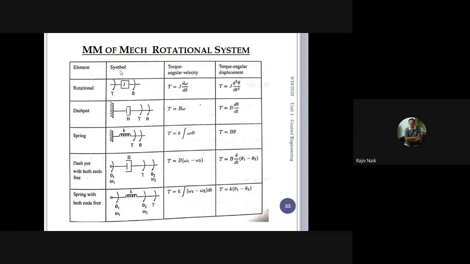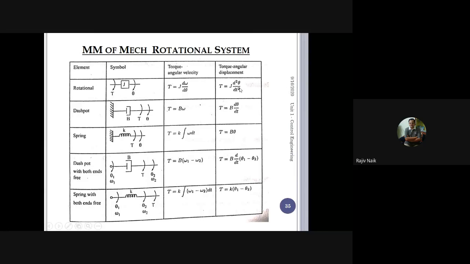If one end of the mass is rotated by the torque, the torque due to rotational mass is given by T is equal to J d square theta by dt square. That is similar to m d square x by dt square. Same as that. There is no difference. M is replaced by J and x is replaced by theta.